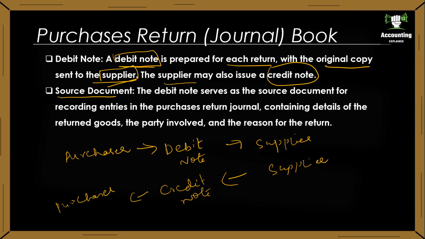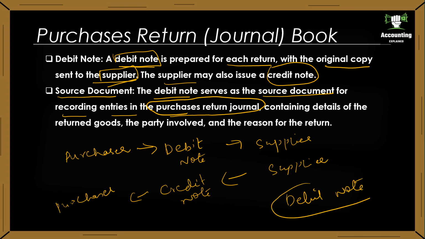Source document: the debit note serves as the source document for recording entries in the purchases return journal. Whereas in the purchases journal, what was the source document? The bill raised by the supplier. The debit note contains details of the returned goods: what is the quantity of the returned goods, all the details will be given. The party involved, in our example Abhi Industries. And the reason for the return, whether it is defective goods or quality of the goods, whatever the reason may be, should be given.